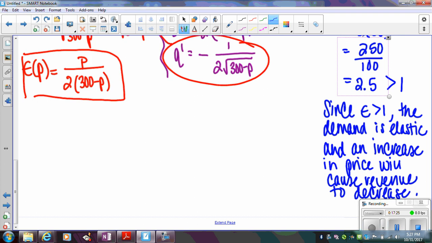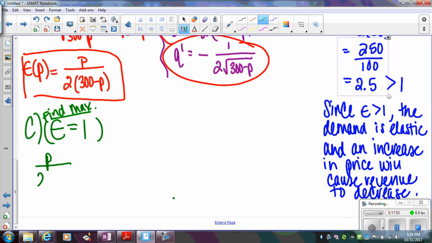The last thing we have to do for this problem is we just have to look at finding the maximum. So you've seen a situation where you've come up with each of the inelastic, elastic, and then the unit elastic. So now the last thing is just to do part C, which is to find the max. So we're going to set epsilon equal to 1 and solve. So I'm just going to label this find max. So I'm setting epsilon equal to 1. So my function here, I'm going to go ahead and set that equal to 1 and then solve for P.